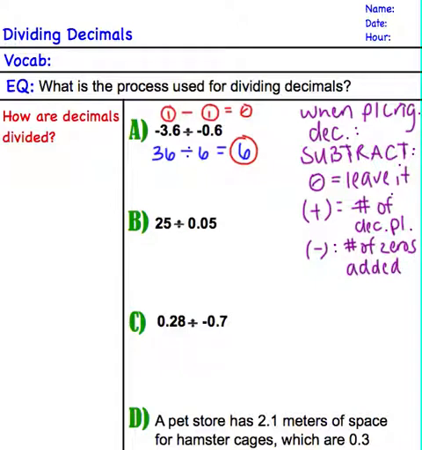So let's look at the next one. We have 25 divided by 0.05. If I take 25 divided by 5, I get 5. Now, when I'm talking about the decimal places, 25 has 0. 0.05 has 2, which means that I get an answer of -2 when I subtract, which means I am short 2. So that means that I have an answer of 500.